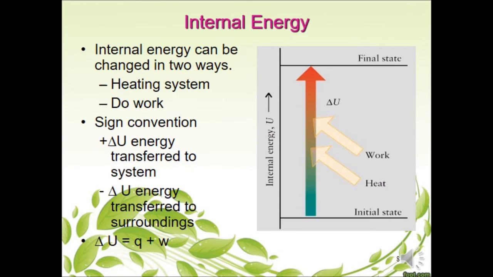So how can we change internal energy? There are two ways: heating the system or doing work. Again we use the convention of positive and negative. Positive means the system gets the energy. Negative means the internal energy is transferred to the surroundings. Simple concept.